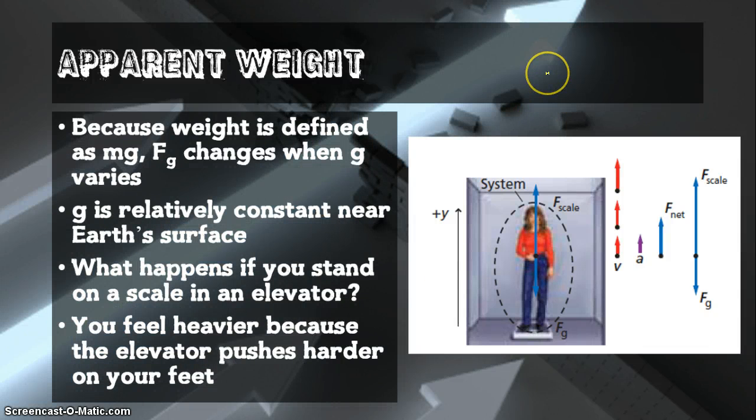So let's talk about apparent weight. Apparent weight is the weight that you feel. Your weight is always going to be your mass times your gravity, but you might not always feel that same force of Earth. If you ride a roller coaster or even an elevator, your weight feels like it's changing. That's because you're accelerating. You're experiencing a different acceleration than you're used to. You're not experiencing Earth's acceleration.